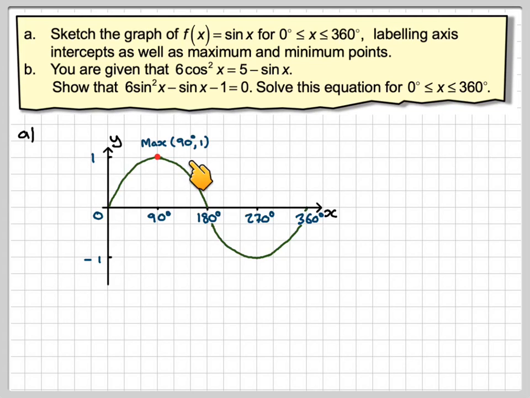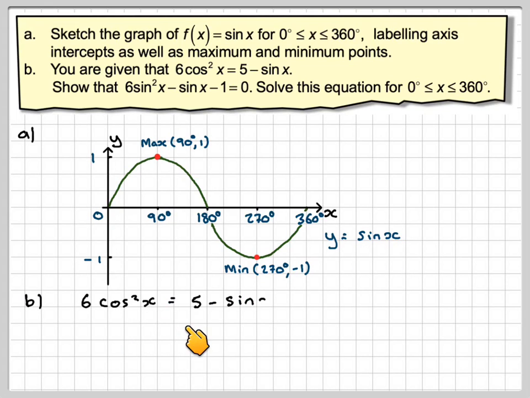Mark on the maximum point, because we're told to do that, 90, 1. Mark on the minimum point, 270, minus 1. And then write down the name of the graph, the equation of the graph, which is y is equal to sine x.